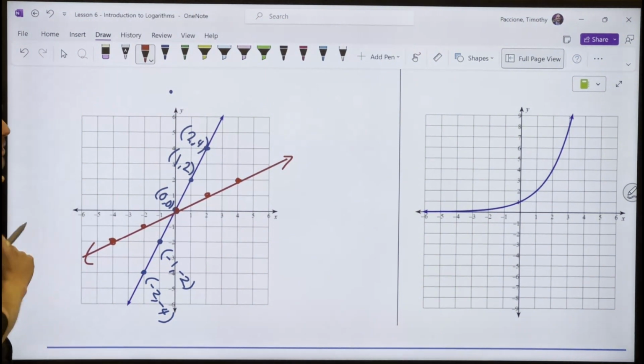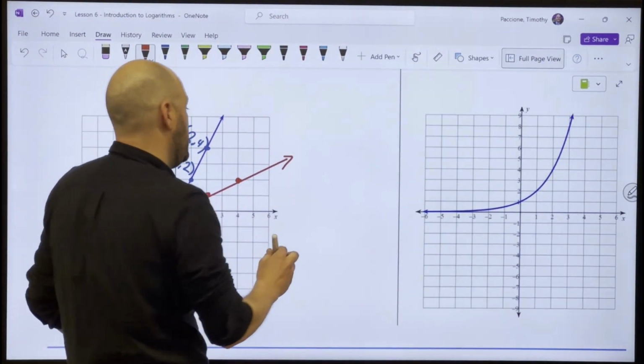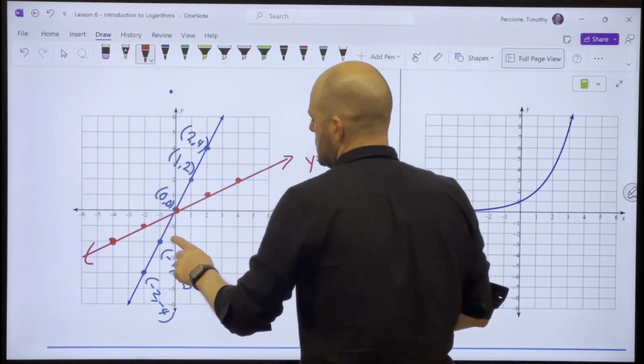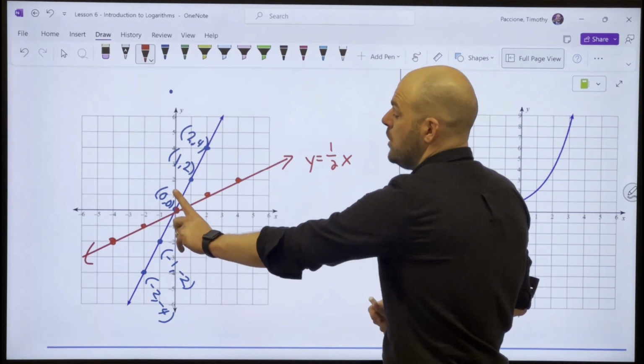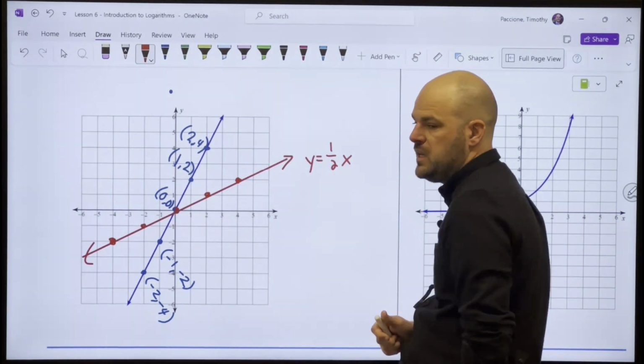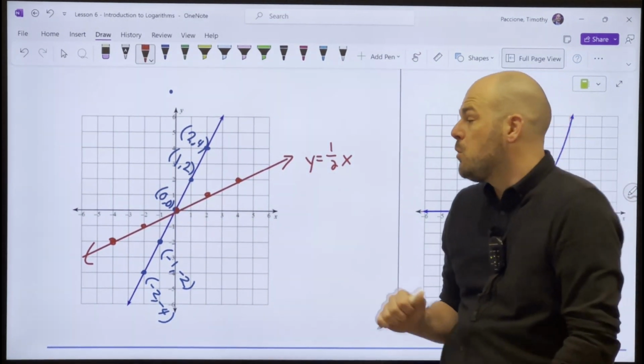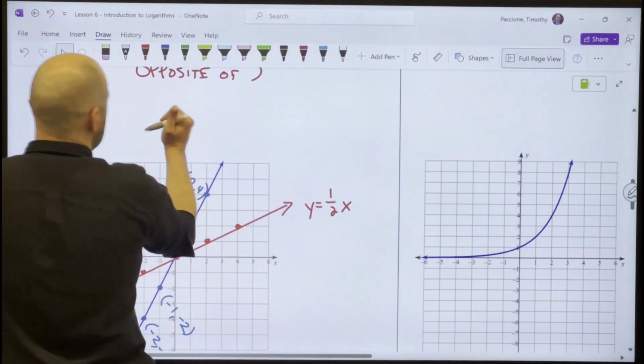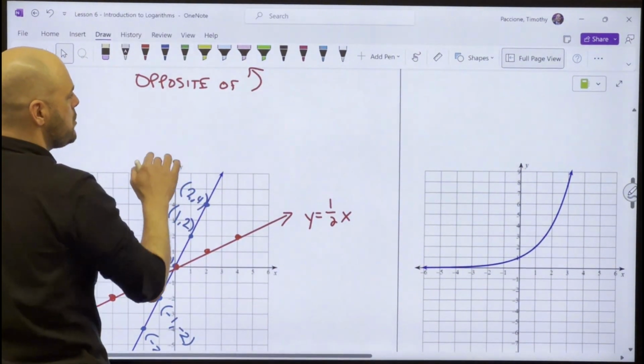Okay, so this is its own line, right? We could actually find it. It's actually y equals 1/2 x because it goes over up 1 over 2. It's got a b of 0, okay? But what if we didn't have a graph? There's a way we could find it, right? And this is not the lesson, just a little crash course in inverses.